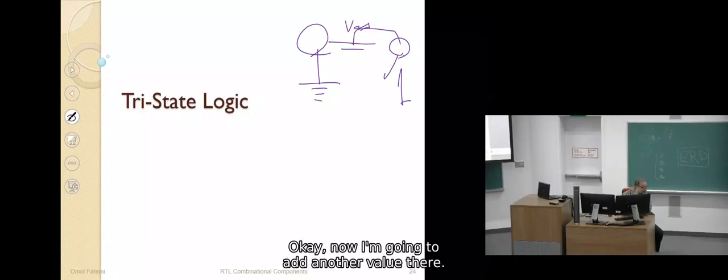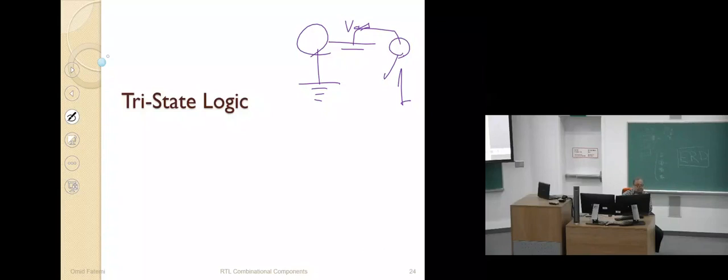Now I am going to add another value there in addition to 0 and 1. And that's why we call it tri-state. So the third one is coming into play. What would be that value? It's hard to guess. Neutral. So what is neutral? It's neither 0 nor 1. Okay, that's almost correct. Let me show you this.